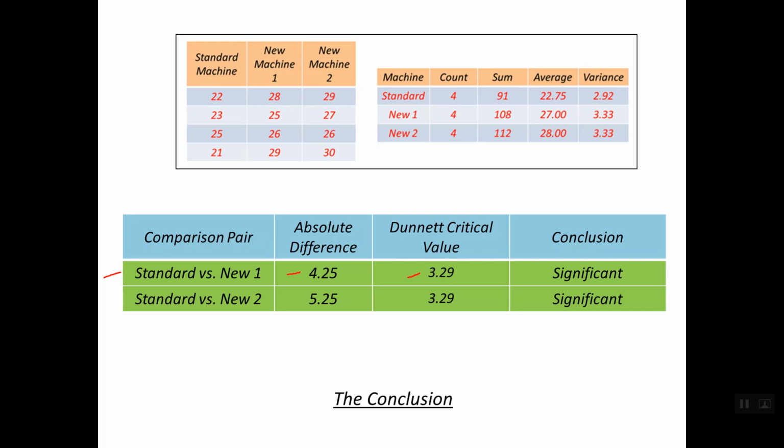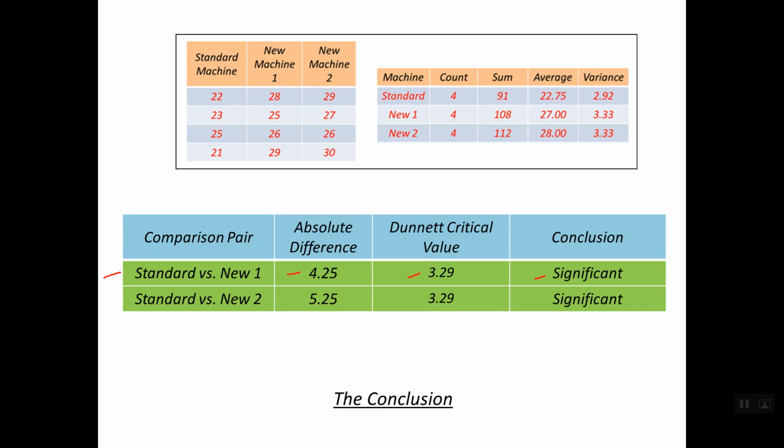So we conclude that we have a significant difference between the productivity of the standard machine and the productivity of the new machine one, which means that the two productivities are not the same. In this case, we reject the null hypothesis and accept the alternative one. So the mean for the standard machine is not the same as the mean for the new machine one.